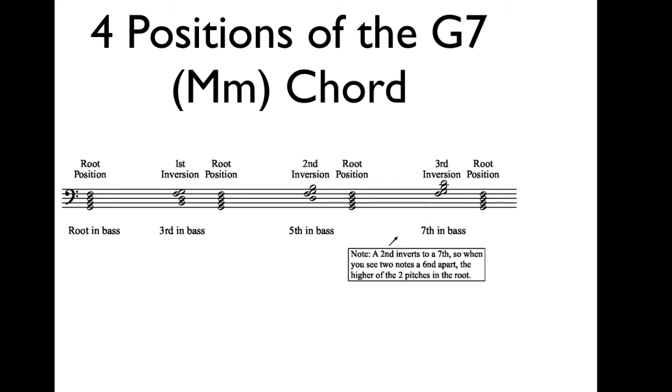So if we look at this second chord here, you can see that we have the third in the bass, but we have the two notes on top which are a second apart. And the higher of those two notes, G, is the root of the chord. In the next one, which is the seventh chord in second inversion, the two notes that are right next to each other are F and G. And again, the higher of those two notes, the G, is the root of the chord.